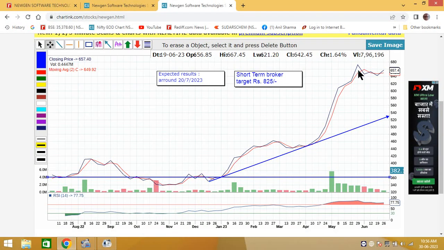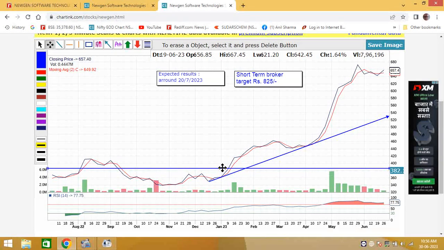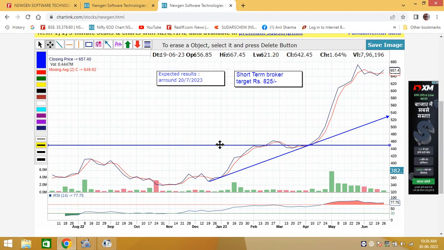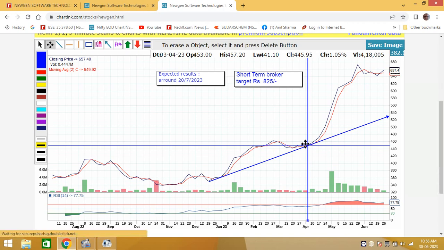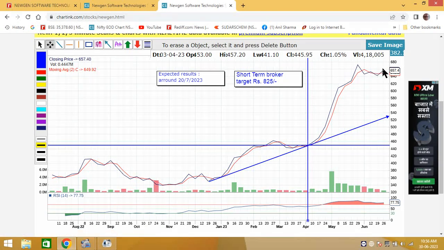So, if you ask me, let us be very real about this. At 440, roughly about April, actually it had given a buy signal. You see, a buy signal around 8th April at 440.50, and April, May, June, in 2 months time it has given 50%. That is fantastic. Now from my side, friends, I have given you this stock, Newgen Software.